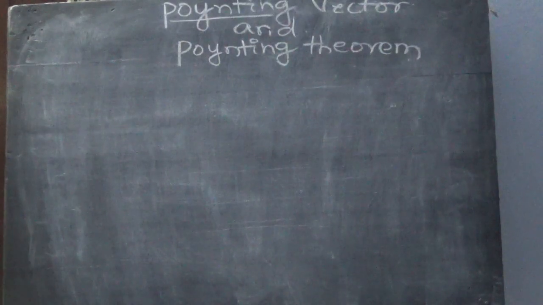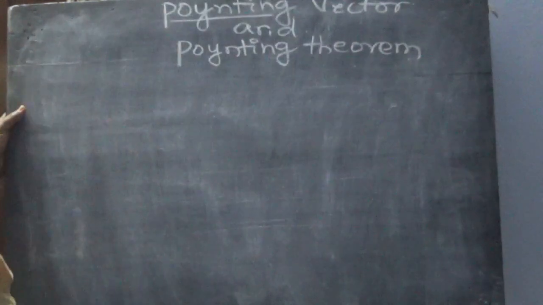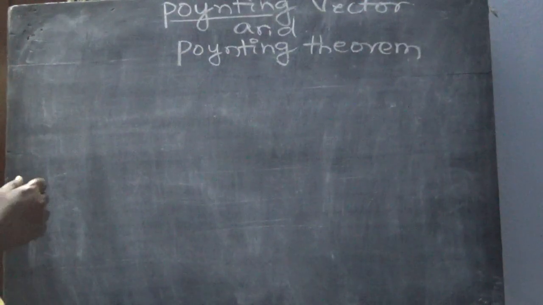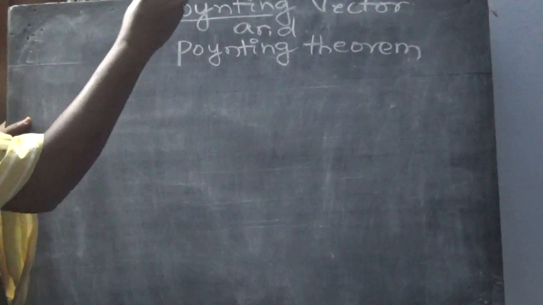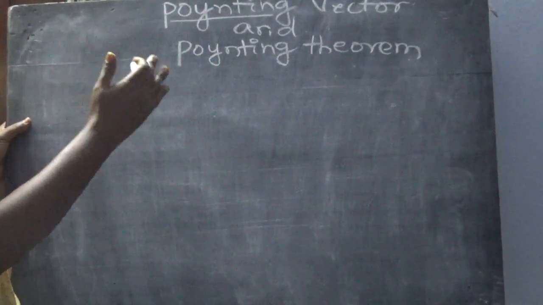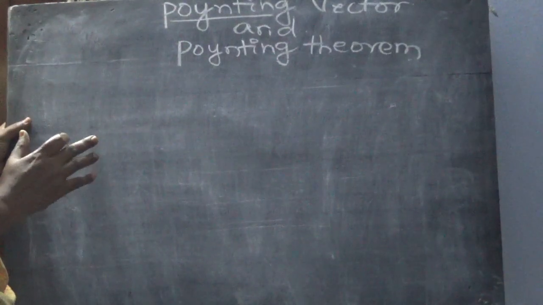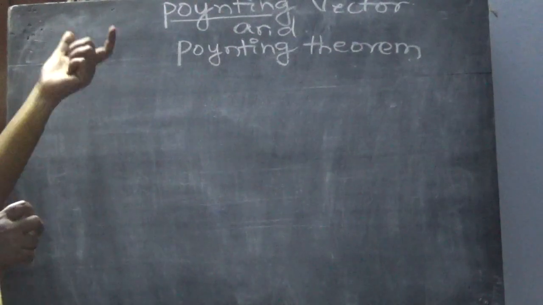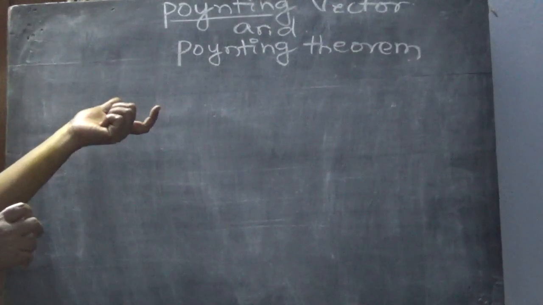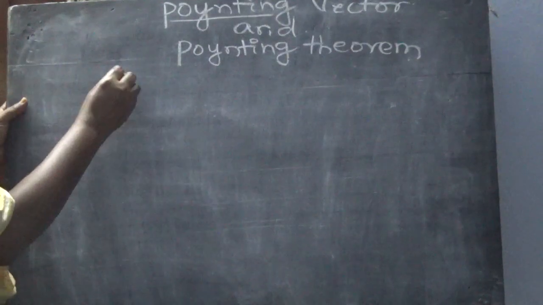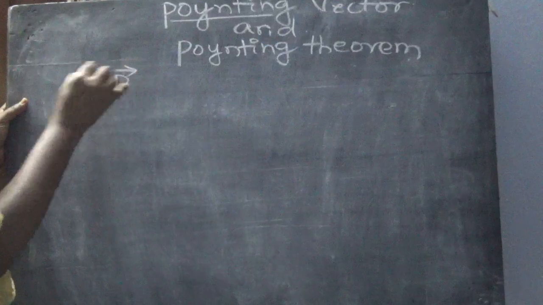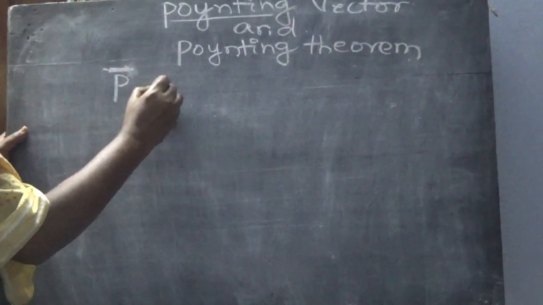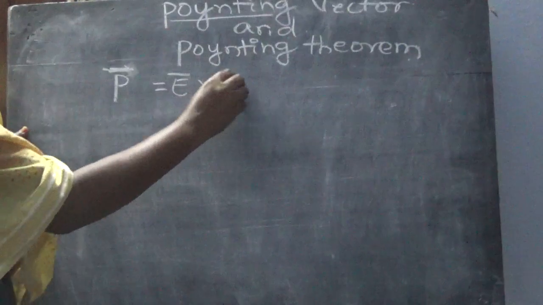So what is a Poynting vector? The name shows that it is a vector. So which type of vector is it? It is the vector which shows the energy flowing through a unit cross-sectional area per time. The Poynting vector is represented with P bar, and our notation is like this: vector P is equal to E bar cross H bar.